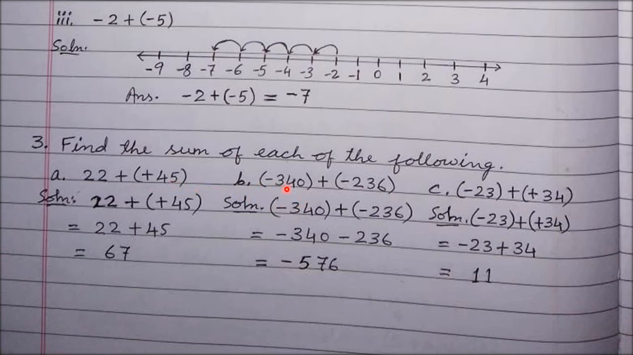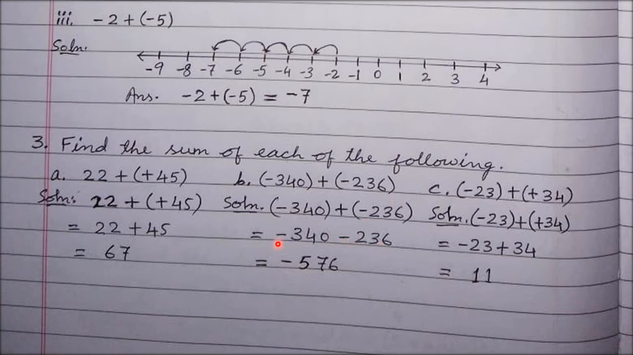Then here minus 340 plus minus 236. So when outside the bracket we have plus sign and inside the bracket we have minus sign. When you leave the bracket, this plus will multiply with this minus sign. So plus into minus will be minus. So that is how minus 236 will come out of the bracket.